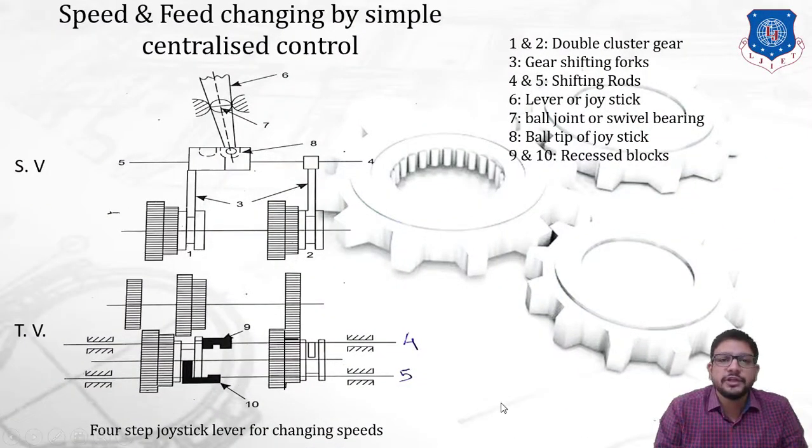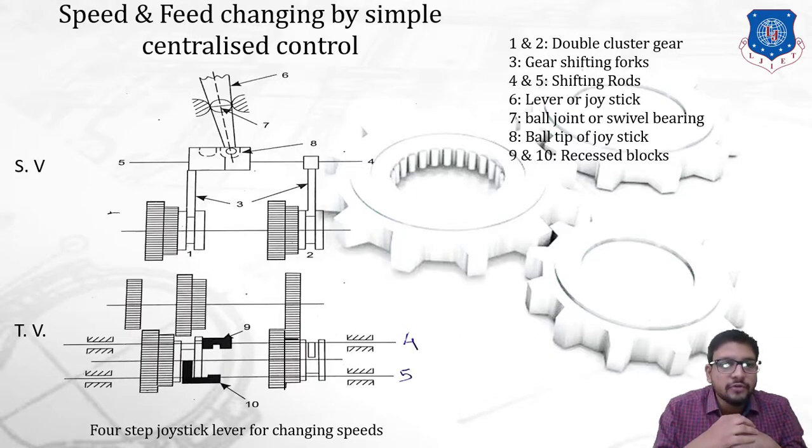So, speed and feed changing by simple centralized control. As you can see on your screen, there are two views shown. The first view is a side view and the second view is a top view of our control system. Now, this system represents a cluster of gears, which means we are going to use this control system to actuate the gears, that is, to operate the gearbox. We are going to shift the cluster gears from one speed to another, so speed will be controlled by this type of control system.